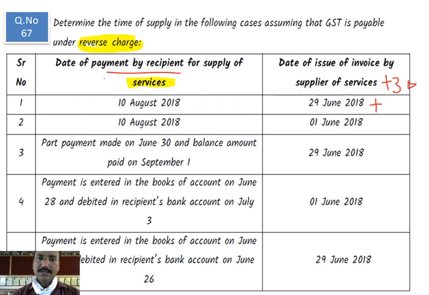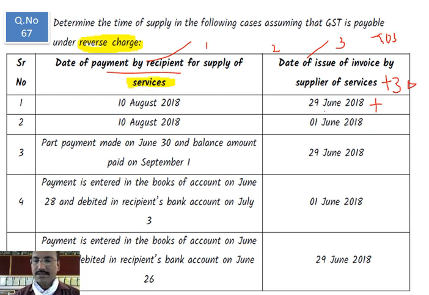As I discussed in the previous question, this column is required. After this, two more columns. This was the first column and this was the second column. The third column is the revised date, or date of issue of invoice plus 30 days. The fourth column is the time of supply. So now move on one by one.